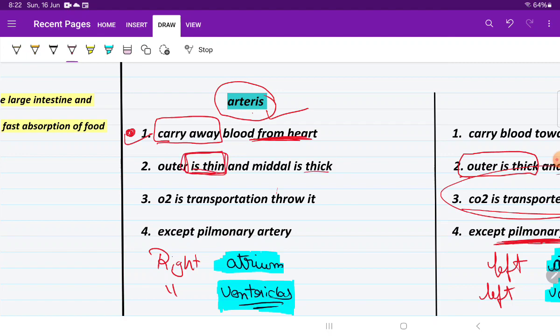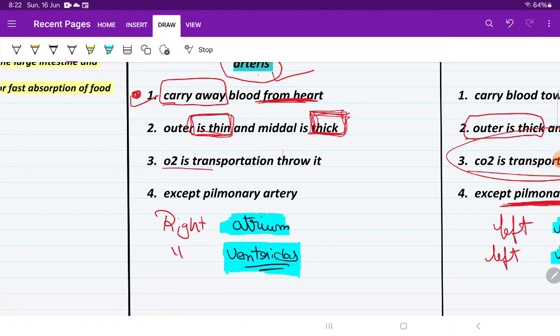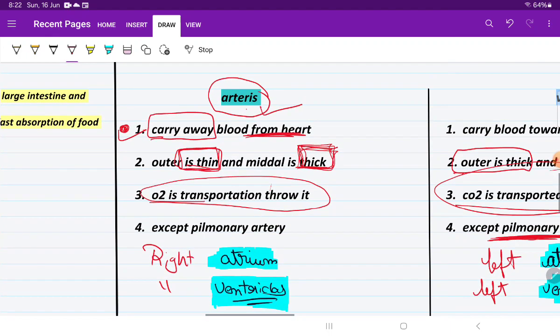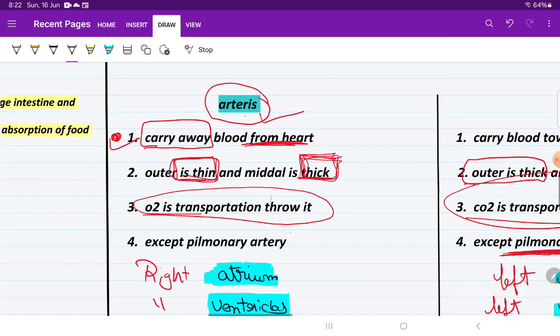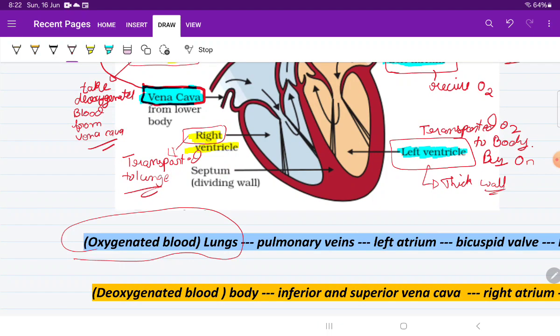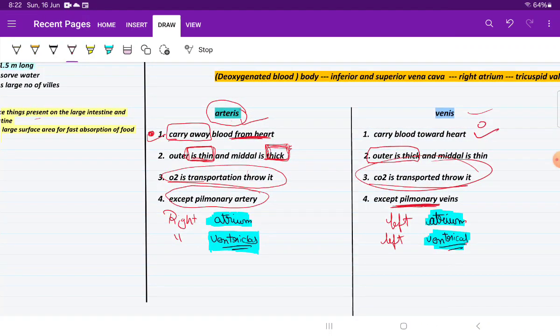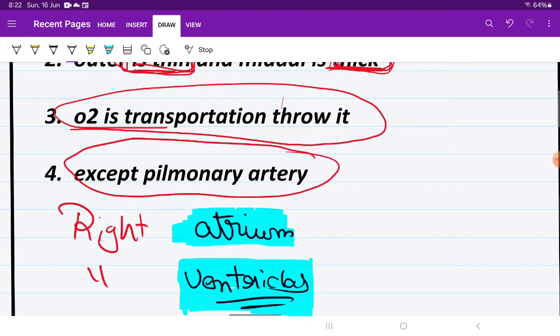Outside it is thick but inside they are thin. Now O2 is transported through it. Oxygenated blood is transported only in the arteries, except the pulmonary artery. We have seen there are pulmonary arteries which are connected to the right ventricle, carrying the CO2 blood. There is an exception, the pulmonary artery carries CO2 blood.